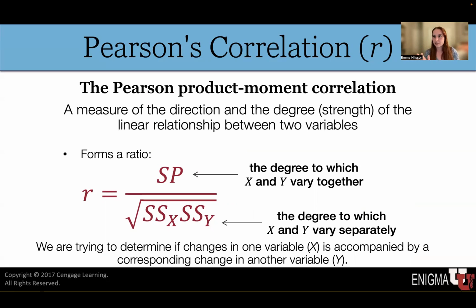We can only use Pearson's R when we have a linear relationship. That'll be important later. What Pearson's R does is it forms a ratio that compares the degree to which X and Y vary together, which we figure out by the sum of the products, to the degree to which X and Y vary separately, which we find out by computing the sum of the squares for the scores of each variable. I'll show you how to do that in a second. Basically, we're trying to determine if changes in one variable are accompanied by a corresponding change in another variable.